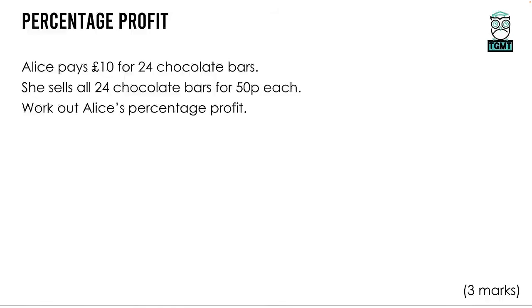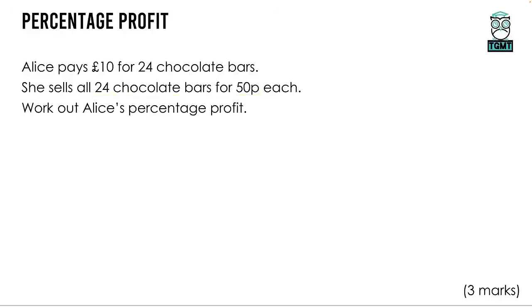It says Alice pays £10 for 24 chocolate bars. She sells all 24 chocolate bars for 50p each. Work out Alice's percentage profit. Now, particularly when you're doing this without a calculator, it tends to be that percentages are quite nice numbers. So let's work out how much profit she's actually made. We know she paid £10, but what does she actually sell them all for? Well, she sells 24 chocolate bars for 50p.